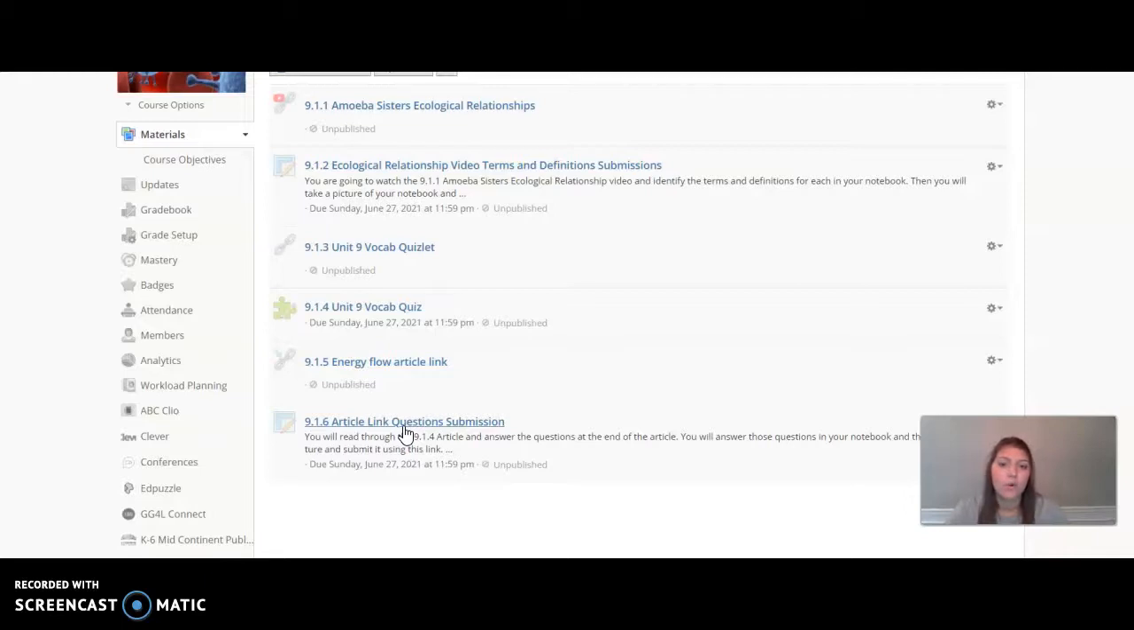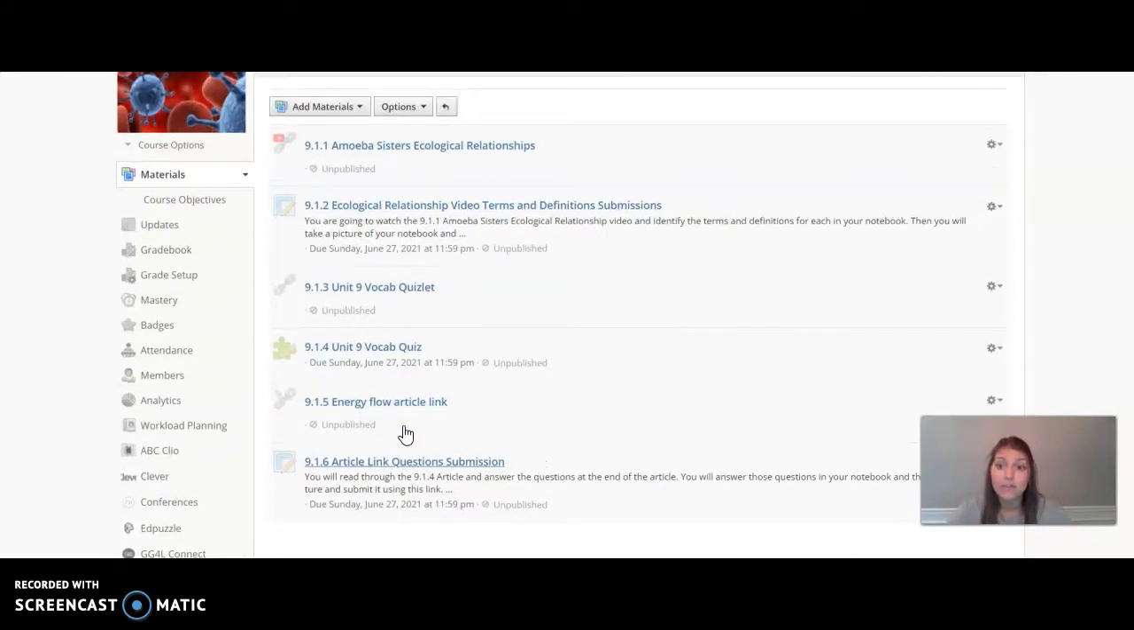Just make sure that if you are answering those questions in your notebook that you do take a picture of those and that it is a clear picture to where I can read it. That is it for week 4.